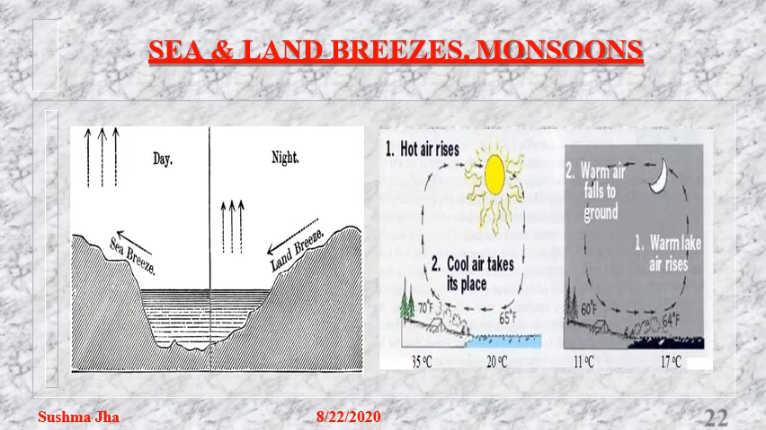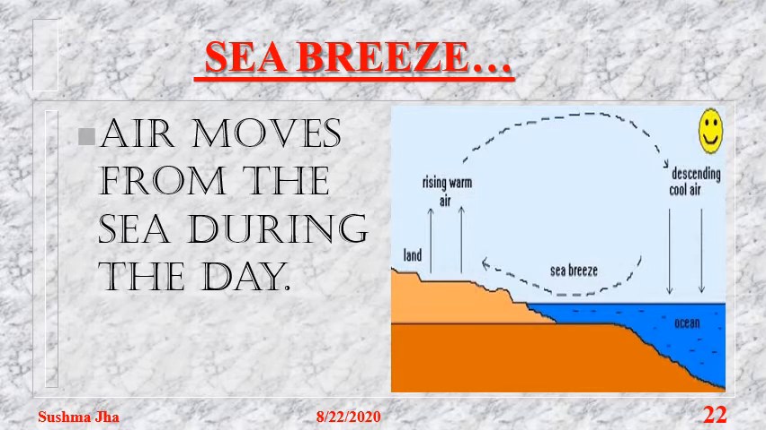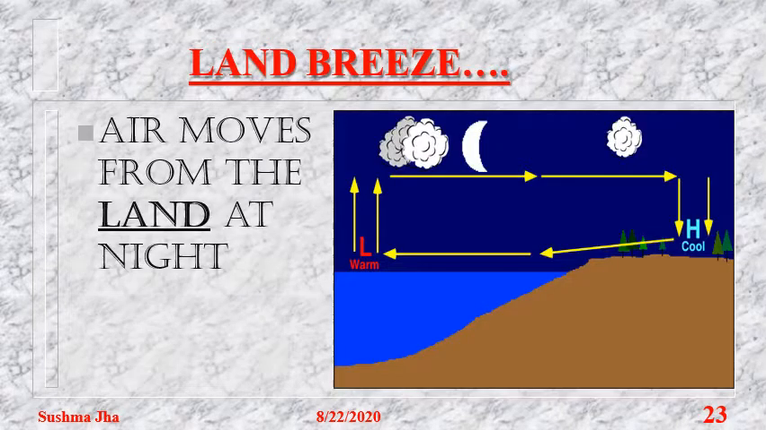So you can see from the pictorial diagram that during the daytime, cool breezes are coming from the sea towards the land. So they are known as sea breeze. And during night, air from the land moves towards the sea. They are known as land breeze. In more detail, you can see air moves from the sea during the daytime, and in land breeze, air moves from land at night time.